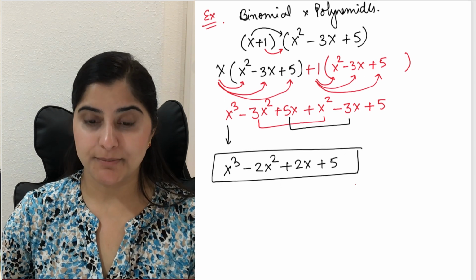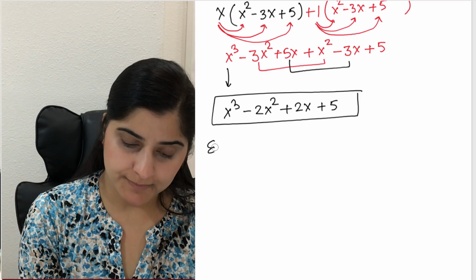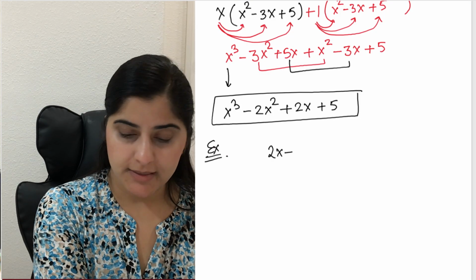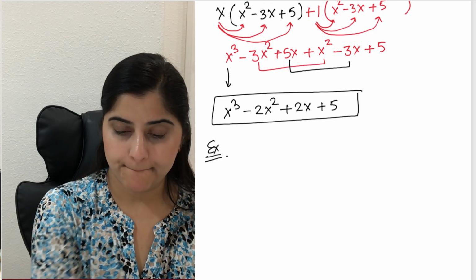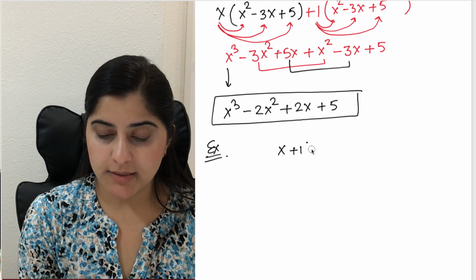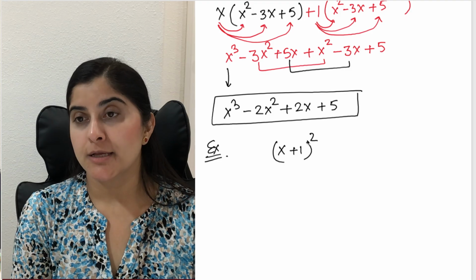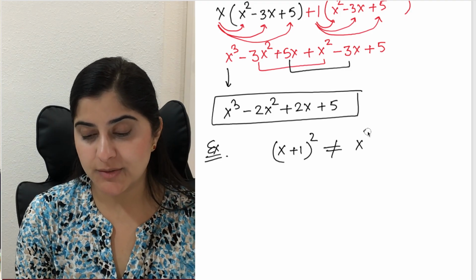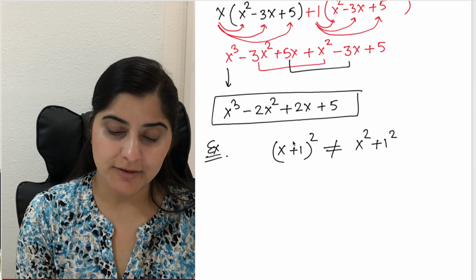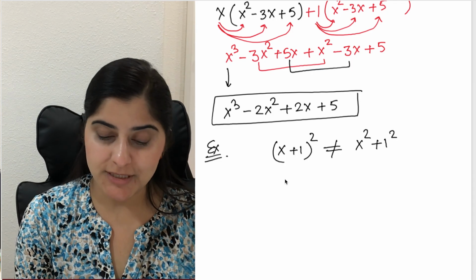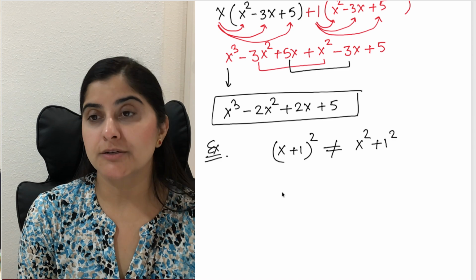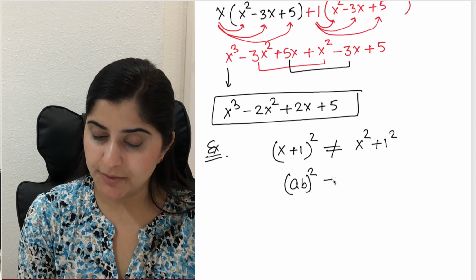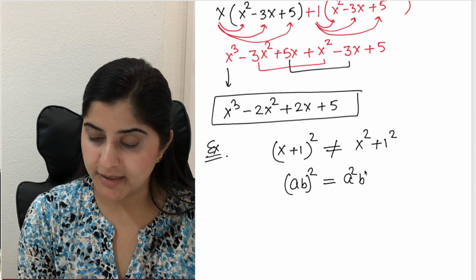Let's do one more example. Let's say x plus 1 squared. So what does that mean? Remember, this is not equal to x squared plus 1 squared. You cannot just distribute the 2 inside. It is only true if there is a product sign and you have a square, then you can distribute the square to everything.